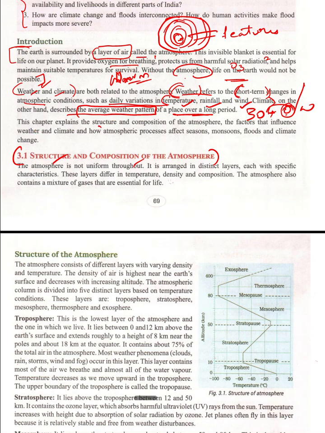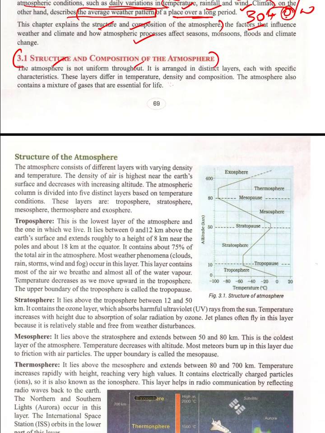This chapter explains the structure and composition, as I already discussed with you. Not just the structure and composition, but the factors that influence the weather and climate, and how atmospheric processes affect the seasons, monsoon, floods and climatic changes. Everything we will deal with slowly. Structure and composition of the atmosphere is the topic of this video.